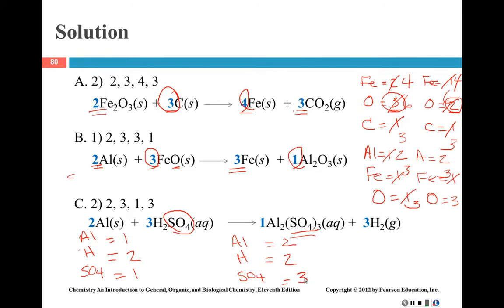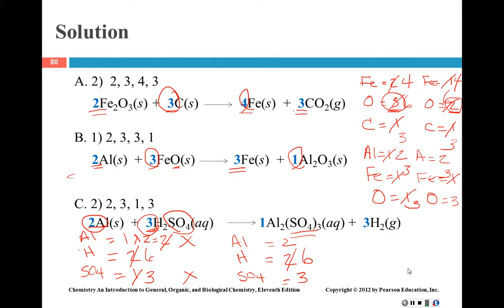Okay, so I'm going to do this one like I usually do, 1 there and 3 there. So that changes me to 3 SO4s and 6 hydrogens. Okay, and I need 2 aluminums over here because I have 2 over there. So if I put a 2 there, that gives me 2. And then hydrogens, I had to multiply this one by 3 to get my sulfates, and so that gives me 6 over there, and I'm balanced.